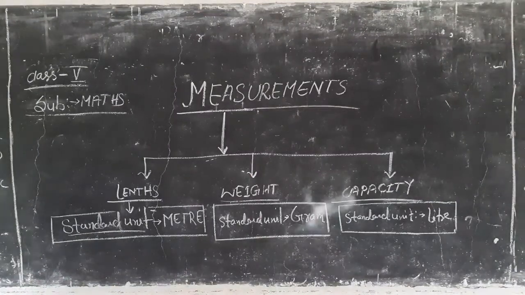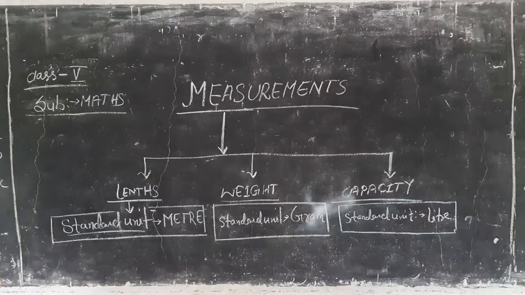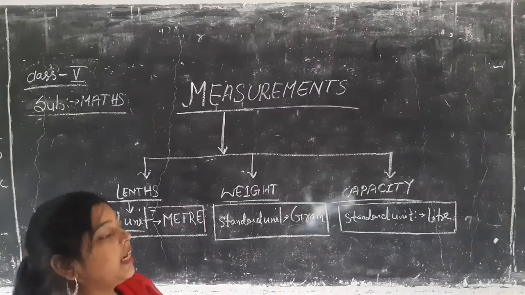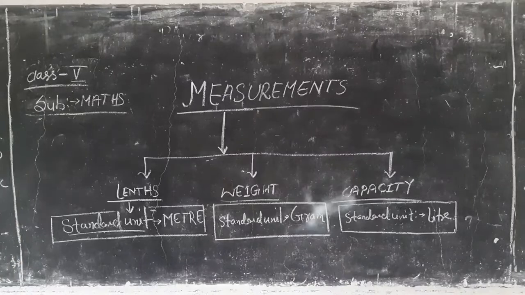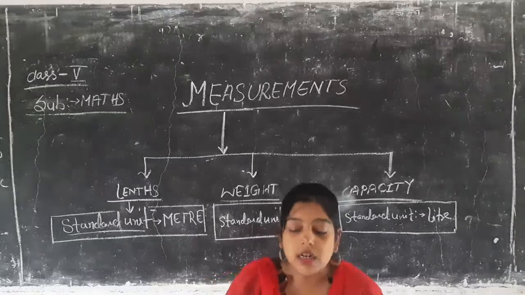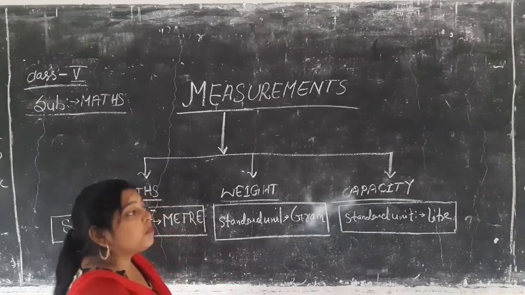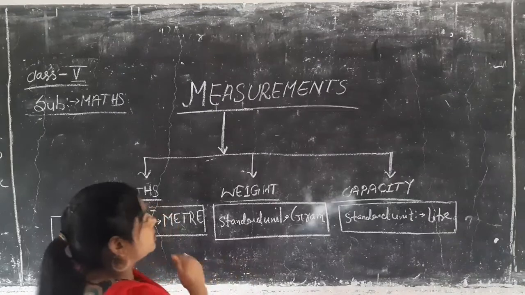When we have learned that small lengths are measured in centimeters or millimeters, the smallest unit of length is the millimeter. The table of units of length starts first with kilometer, hectometer, decameter, meter, decimeter, centimeter and millimeter. So we start with the kilometer, which is the largest unit of length.